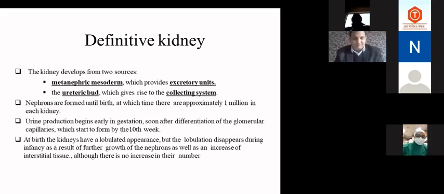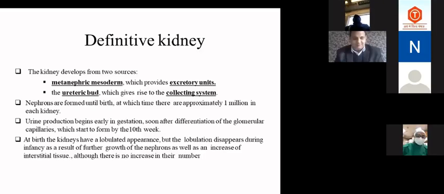So coming to the definitive kidney, it develops from two sources, metanephric mesoderm and ureteric bud. The metanephric mesoderm forms the excretory component and the ureteric bud forms the collecting system. Nephrons are formed until birth, at which time there are approximately 1 million in each kidney. After that, no more nephrons are formed.